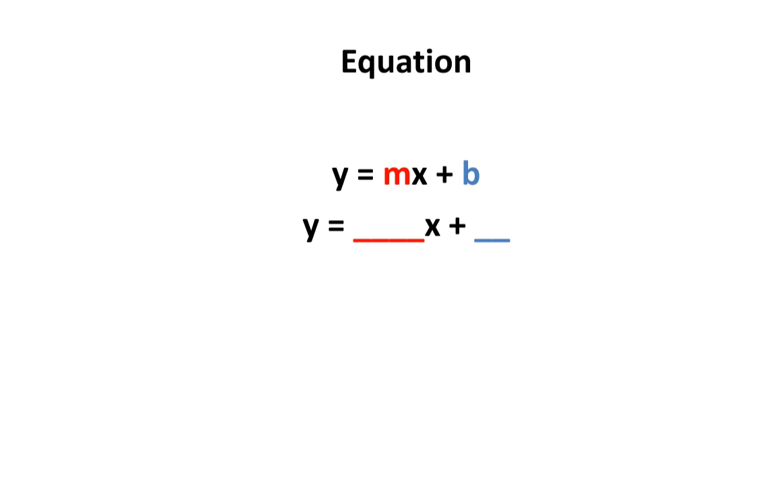We just determined the slope of this line to be 2, and from before we knew that the y-intercept was 3. Therefore, the equation of this line is y equals 2x plus 3.